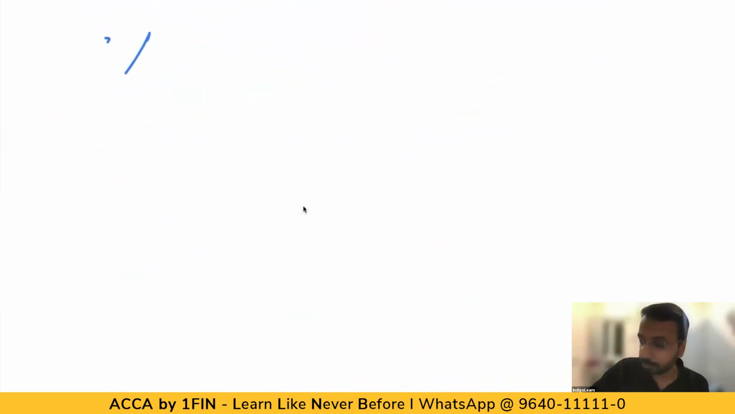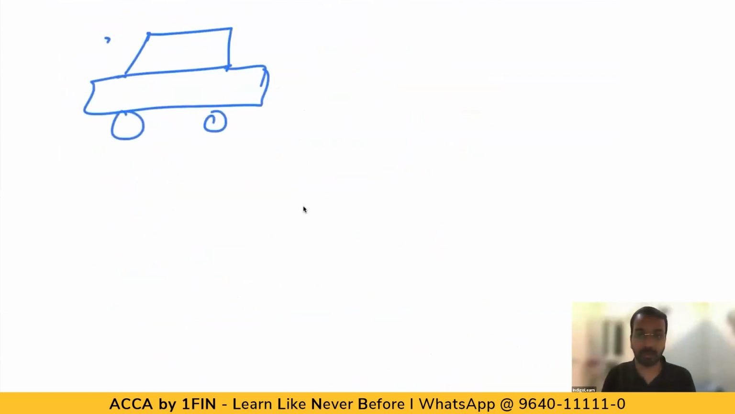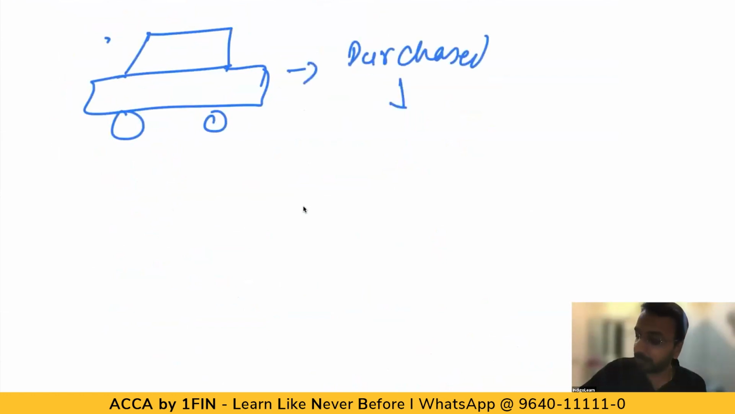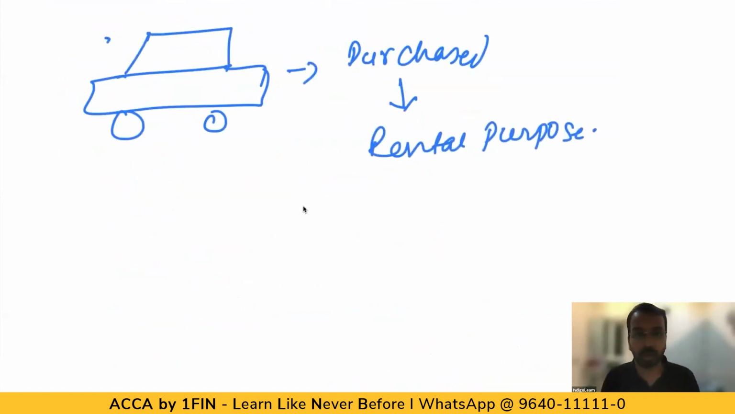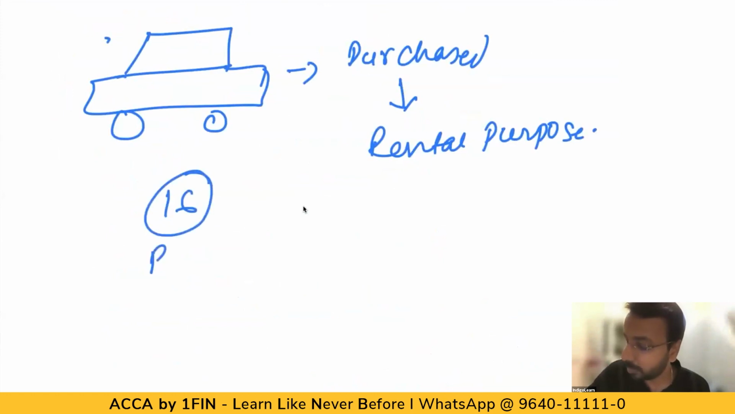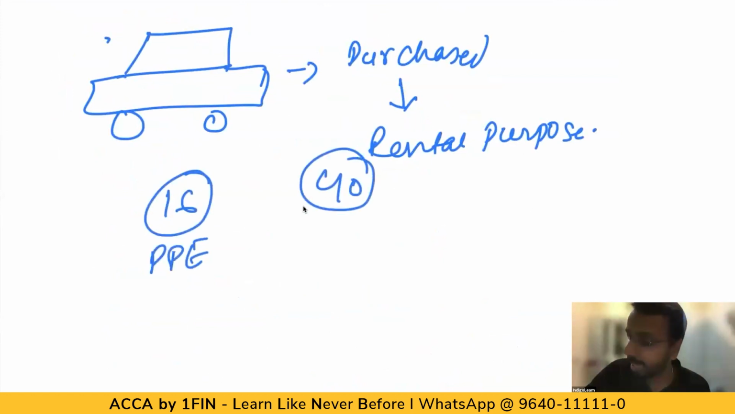If I have a car, this car I have purchased purely for rental purpose. Means what? I'm using this car only for rental purpose. I purchased the car, it is only for rental purpose. Now tell me, should I classify it under IAS 16 as PPE or should I classify it under IAS 40 as investment property? Please remember, objective is to earn rental income only. So in that case, should it be property, plant and equipment or should it be investment property?